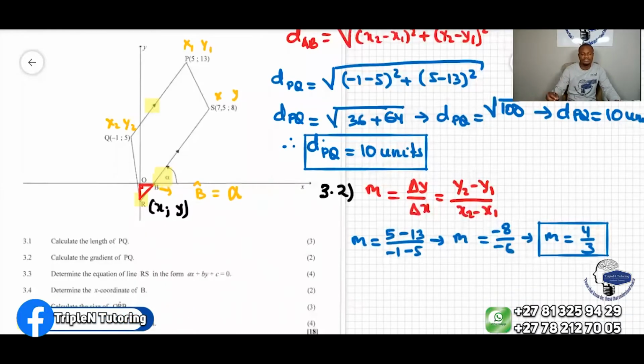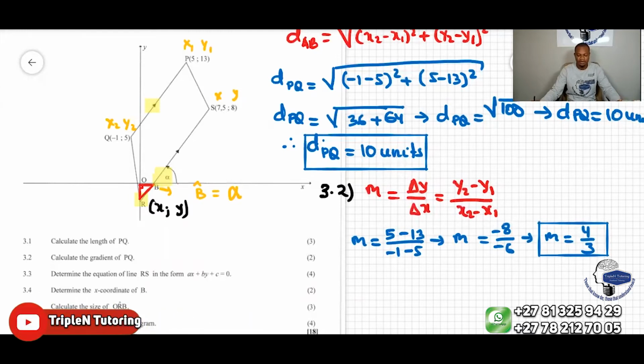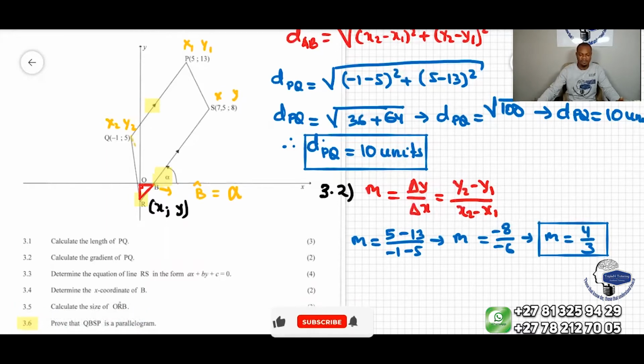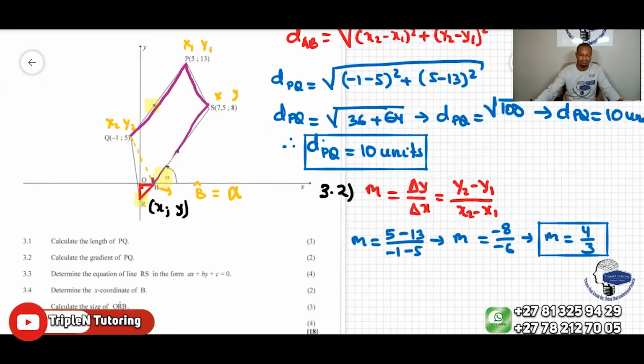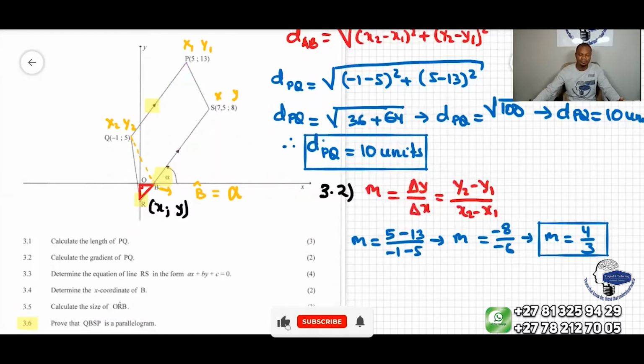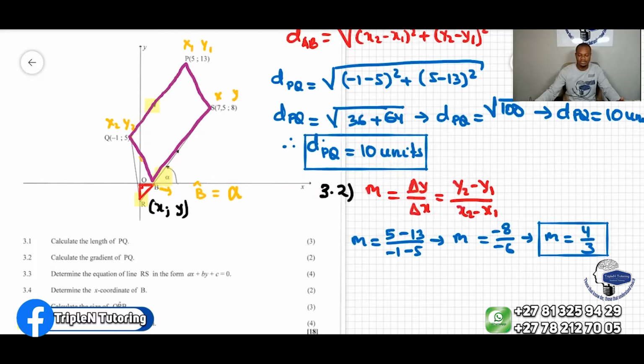Well, the following question says, prove that QBSP is a parallelogram. Basically, we are asked to prove that this shape here, which I'm going to draw in purple, that this one is a parallelogram.